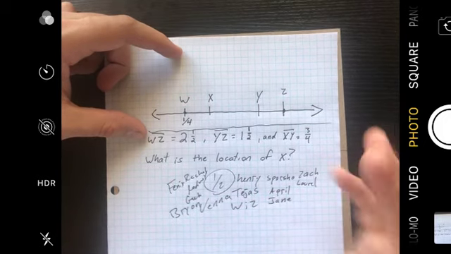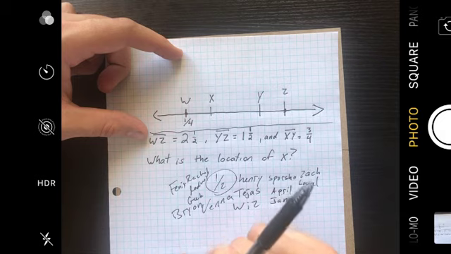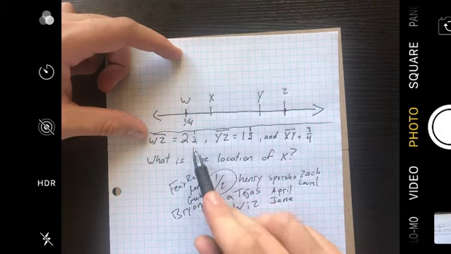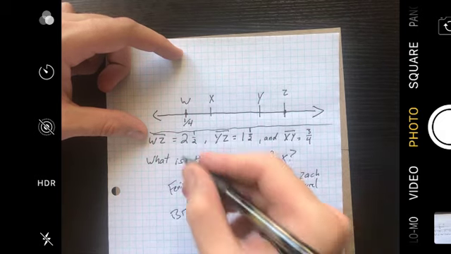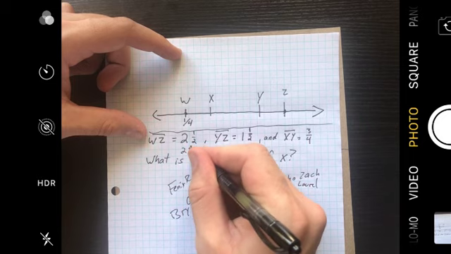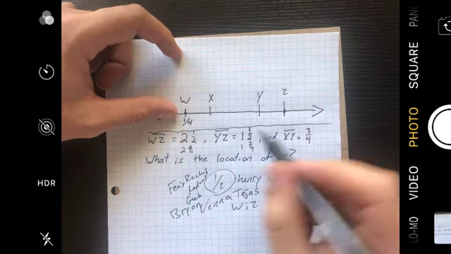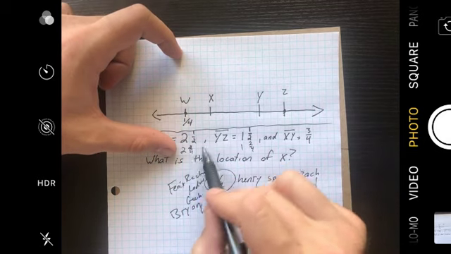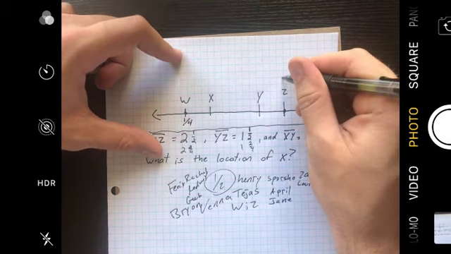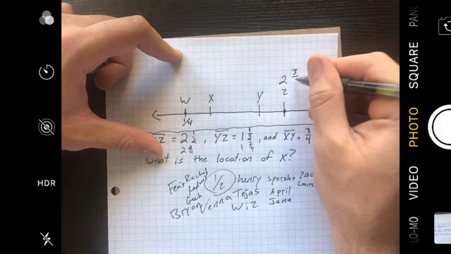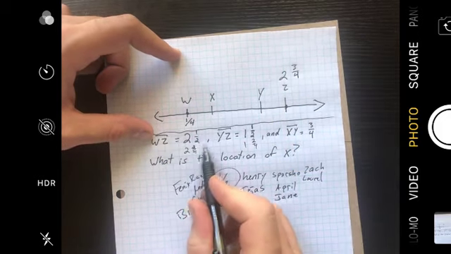So we just have to do a lot of adding. That's all that we have to do. And I'm going to definitely write these as fourths now. That's going to be 2/4, and that's going to be 2/4, just to make my life easier. So 1/4 plus 2 and 2/4 will be 2 and 3/4. That's point Z based on WZ.